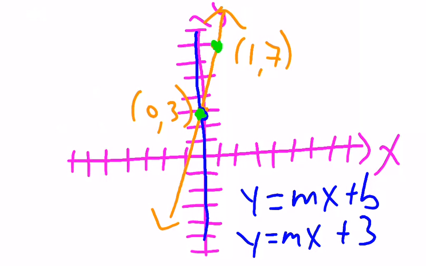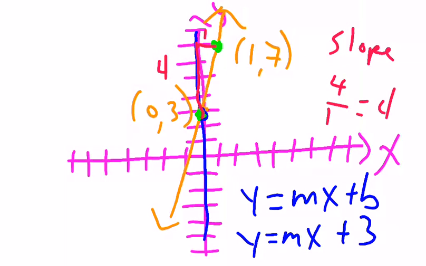So we want to know, going from one point to the next, how many we go up and how many we go over. And so in this case, if I count up, I go 1, 2, 3, 4. So we went up 4 and we went over 1. So our slope is 4 over 1, which is just 4. So now we know that there would be a 4 here. So our equation is y equals 4x plus 3. How else can I determine slope?